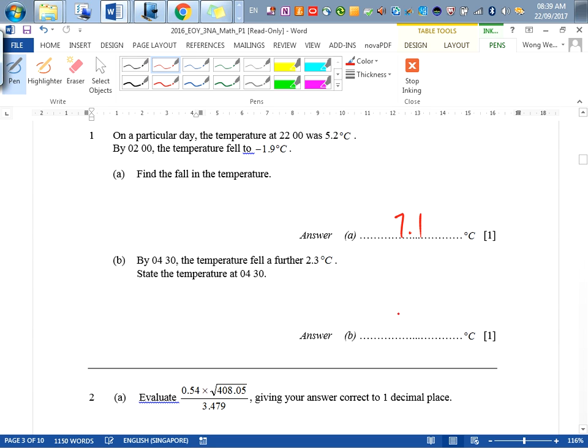7.1, then negative 4.2. Anybody needs help for this? Which one? 4. How much is the 4? So if I choose, okay, over here the temperature was 5.2, right? So in our thermometer, initially it was at 5.2 degrees Celsius. Then it fell to negative 1.9 degrees Celsius. How much did it fall? It fell by 7.1 degrees Celsius. Okay?